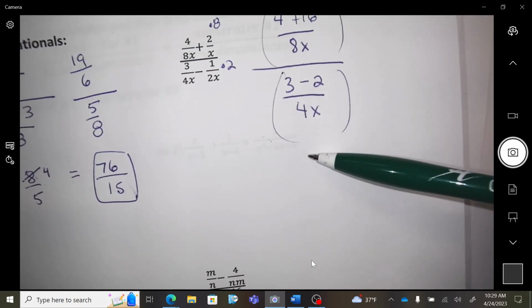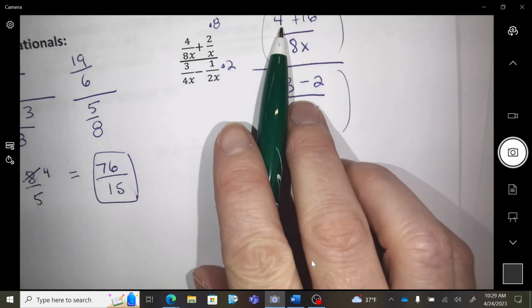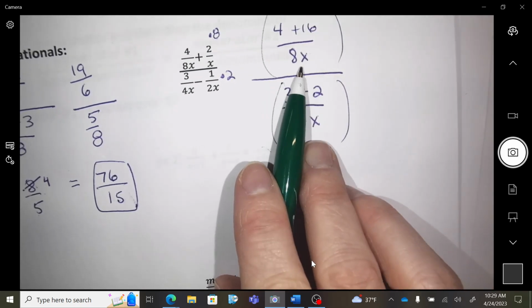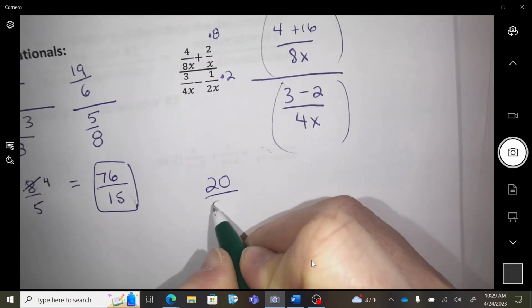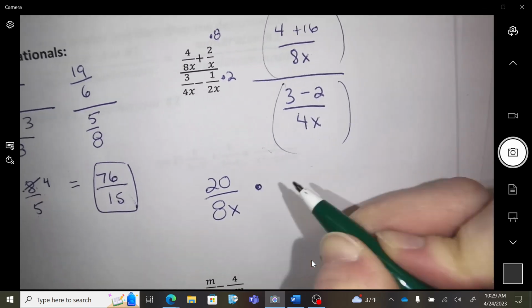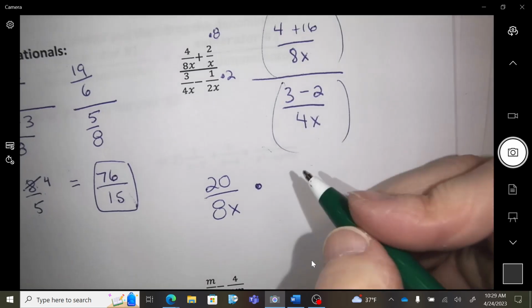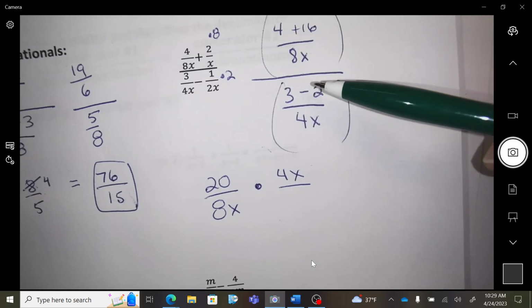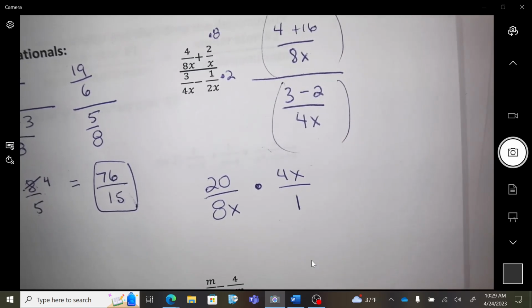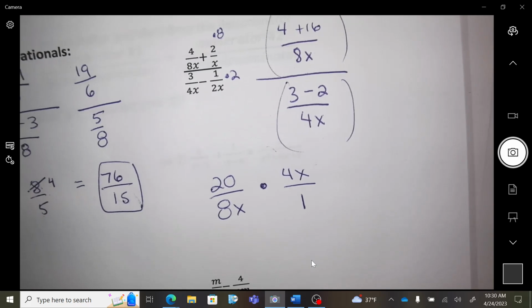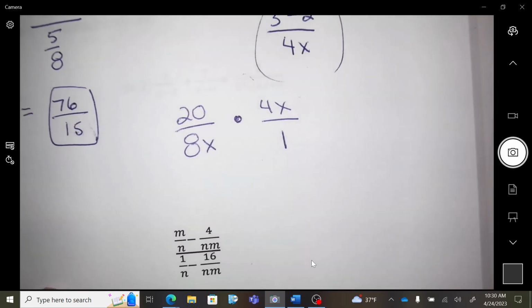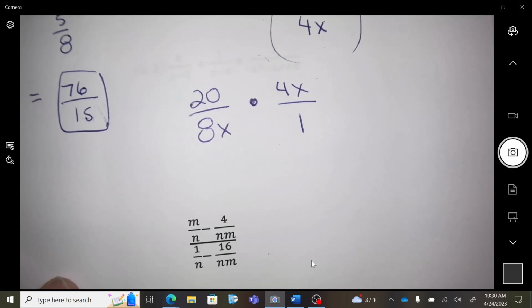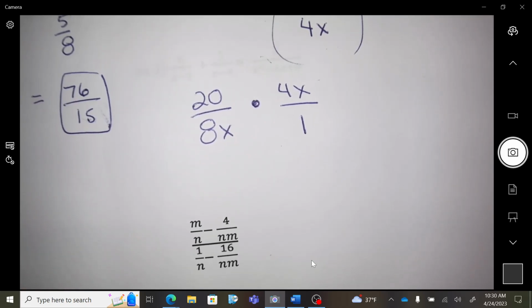Okay, so now I'm going to take this and I'm going to apply the multiply flip. So this is 20 over 8x times, and then I'm going to put the 4x on the top, and then 3 subtract 2 is 1. Okay, so now I'm ready to look at my cancellation.